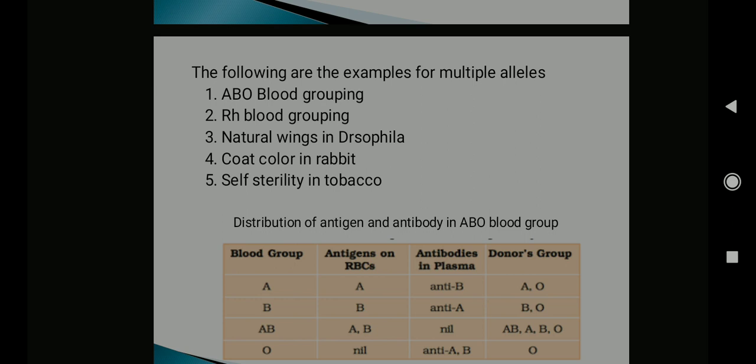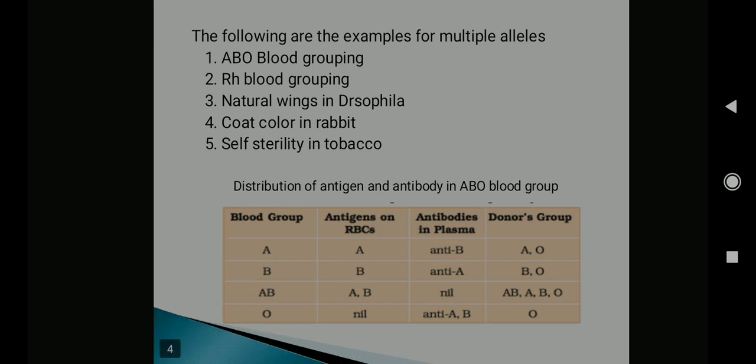So Landsteiner found four types of human blood depending on the presence and absence of antigen in the blood. They are A, B, AB and O. A group persons contain antigen A on the RBC. B group persons contain antigen B on the RBC. AB group persons contain both antigen A and B on the RBC. O group persons contain no antigen on the RBC.